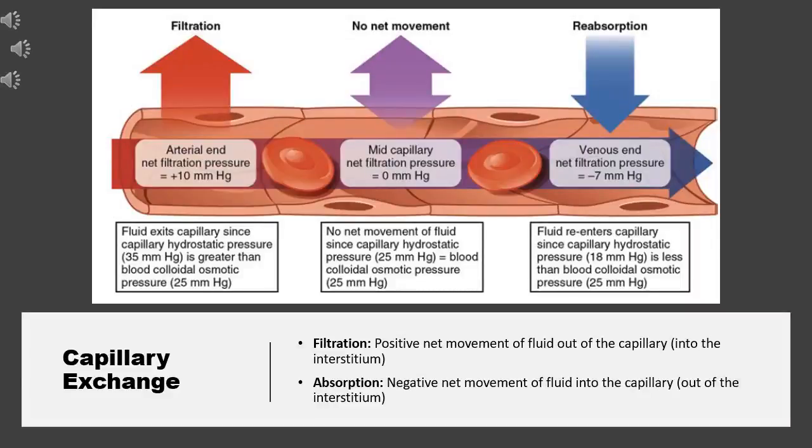Excess filtered fluid is returned into the circulation via lymph. Lymph is also going to return any filtered protein back into the circulation. We have a whole lecture about lymph, but just so you have a general idea, the lymph is ultimately going to drain, from most of the body anyway, into the thoracic duct, which will go into the superior vena cava, and that drains right into the right atrium. So that's basically how the lymph meets the blood.